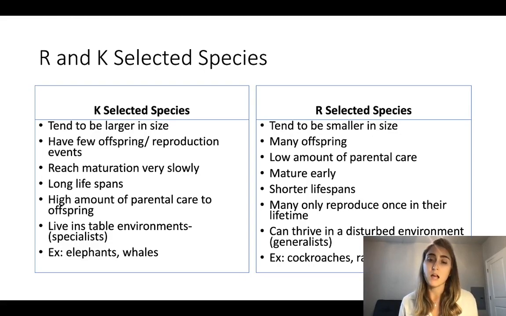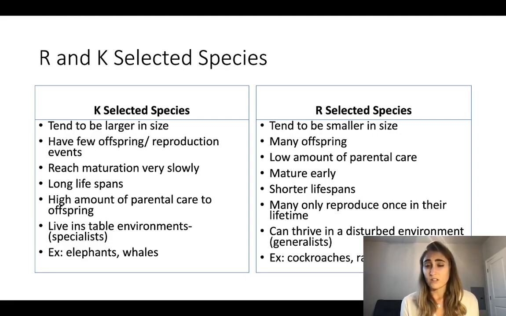And then some R-selected species. We've got cockroaches, rats, small fish. Rats, for example, have a lot of offspring all at once. They don't really take care of them. They do have a shorter lifespan, not necessarily in the days range, but a couple years, which would be a relatively short lifespan compared to something like elephants or whales, which can live decades and decades and decades.